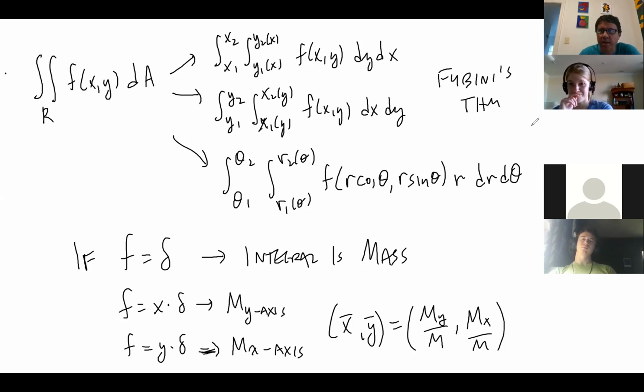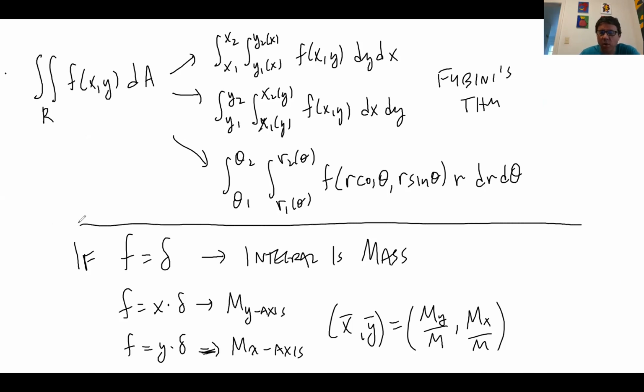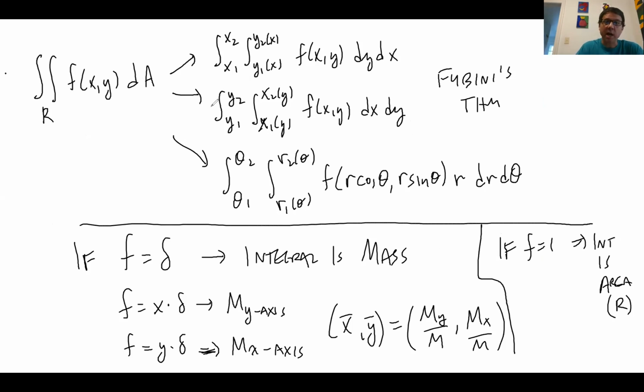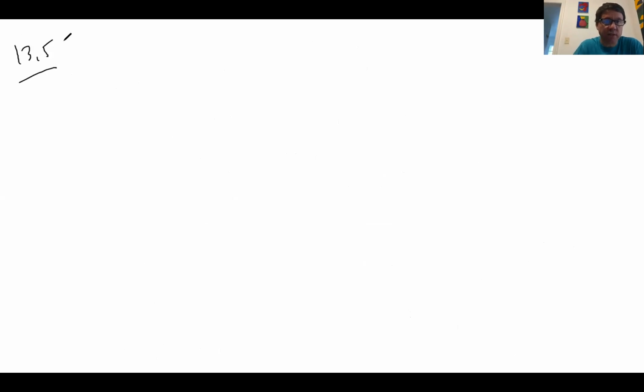Maybe I should put one more little thing here, because it all depends on what that function is. So if you put in delta, you get mass. If you put in these other things, you get these moments. If f is equal to 1, then the integral represents the area of the region R. So it all depends on what you're integrating as to what the actual application means. So it's kind of nice. You just set it up once and you plug in different things on the inside and it gives you different meanings. And so this is where 13.5 comes in. It's basically the same thing, except now we can plug in something else and we get surface area.